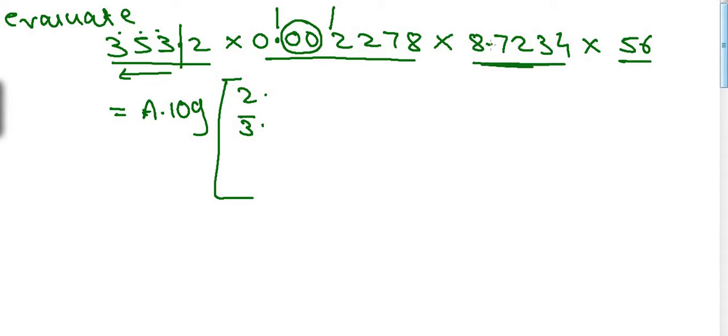For 8.7234, the number is greater than 1. So count the number of digits to the left of the decimal. There is only one digit, 8. Subtract 1 from it. 1 minus 1 is 0, so 0 is the characteristic.